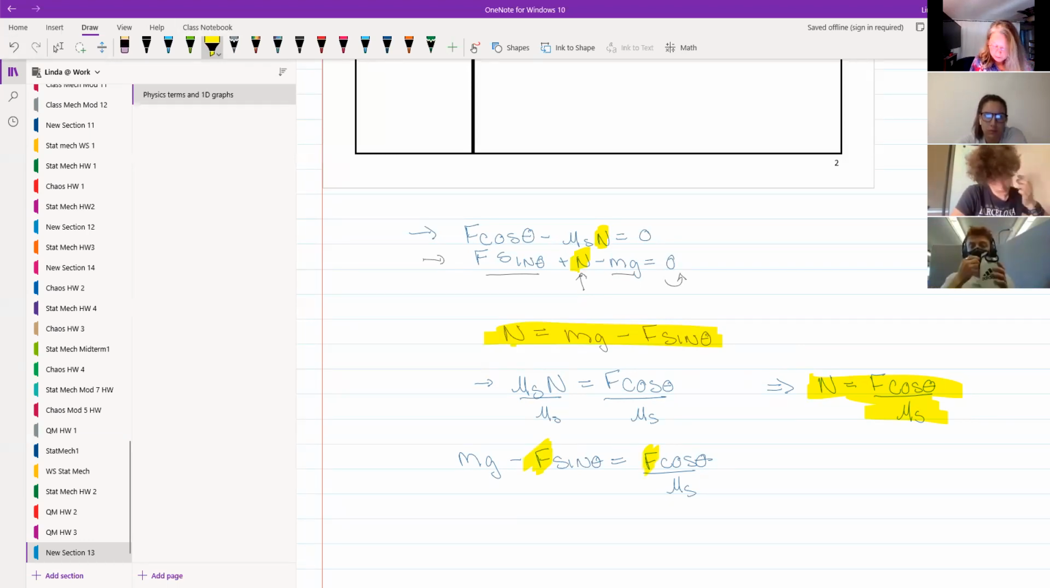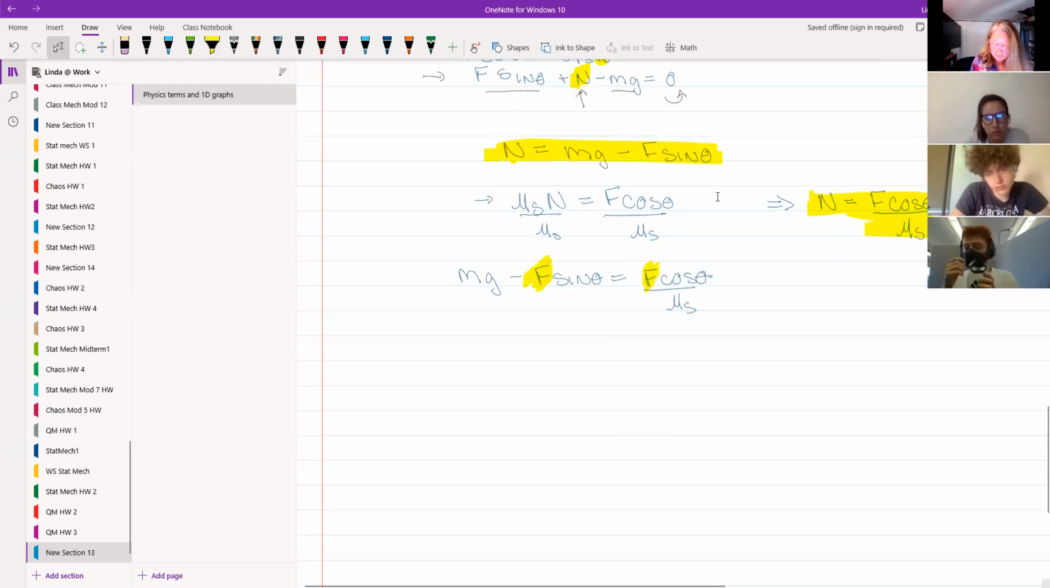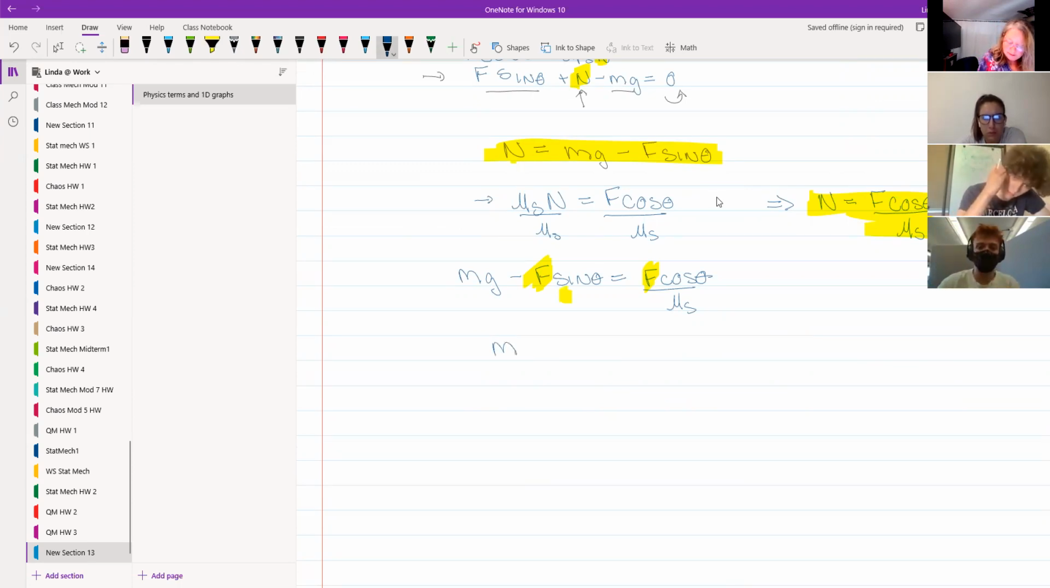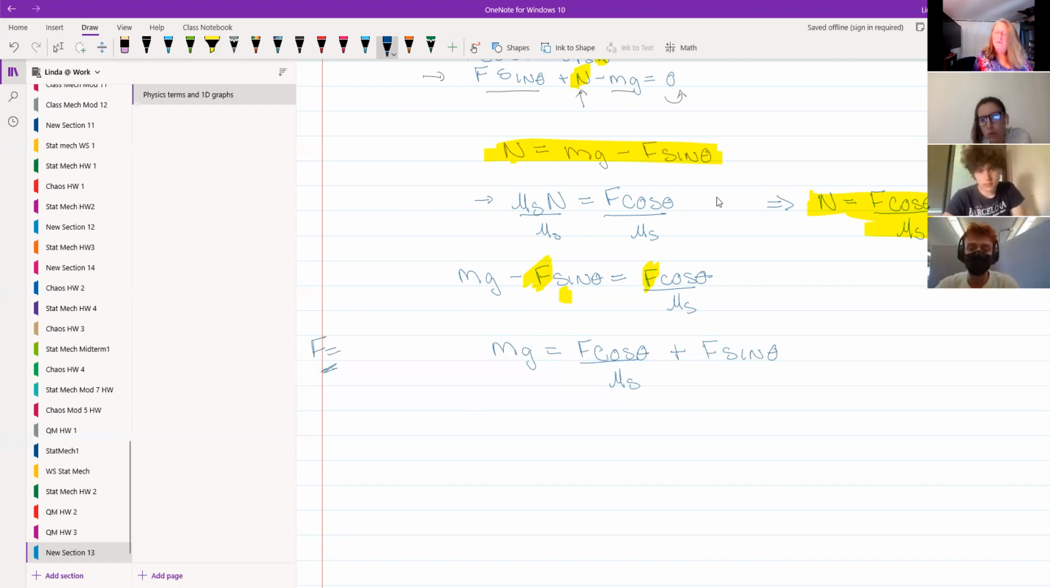The trick is to get the things that have this force variable in them on one side and everything else on the other. So I'm going to move this one to the right side. That gives me mg equals f cosine theta divided by mu s, plus f sine theta. Cool. I want something that says f equals. This is my goal. So how do I get to that from where I have things now?